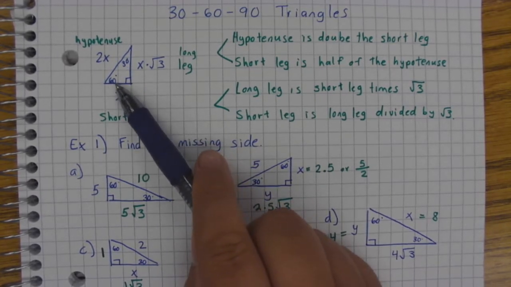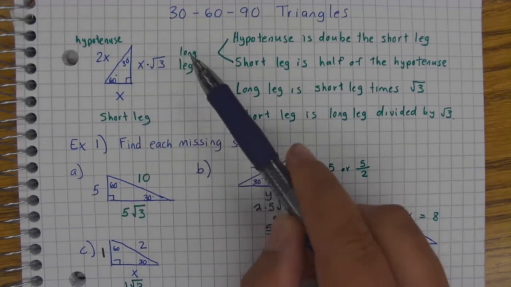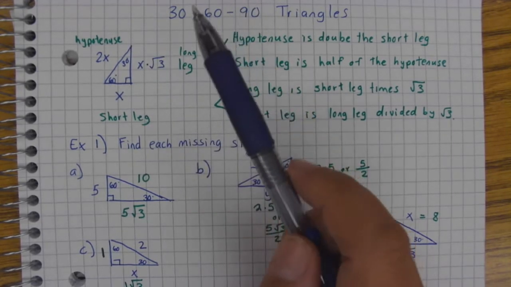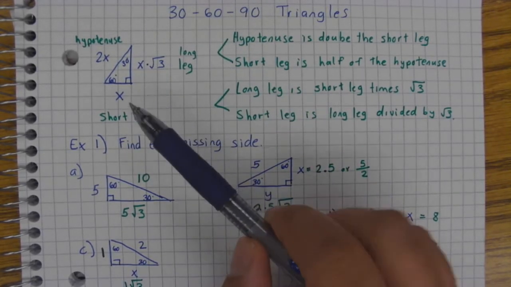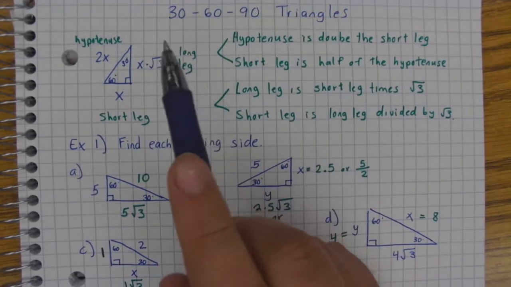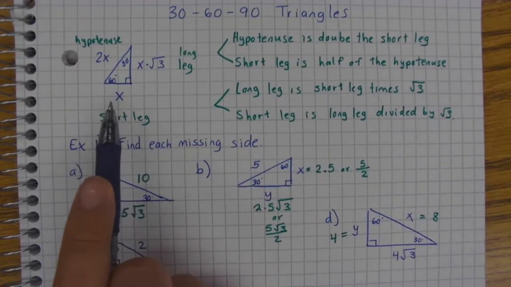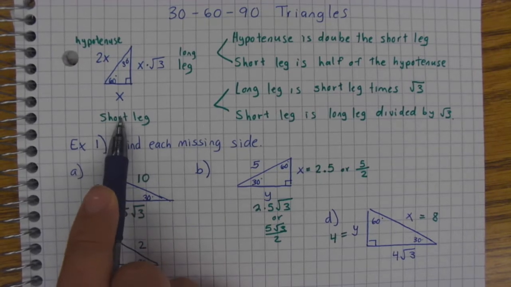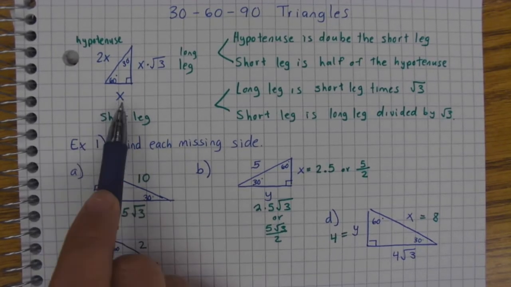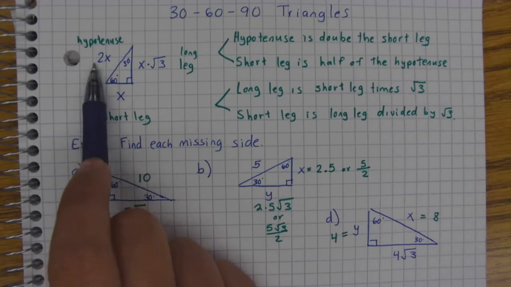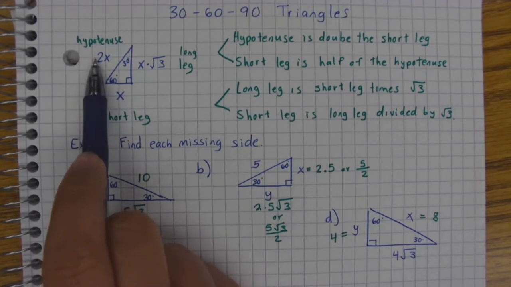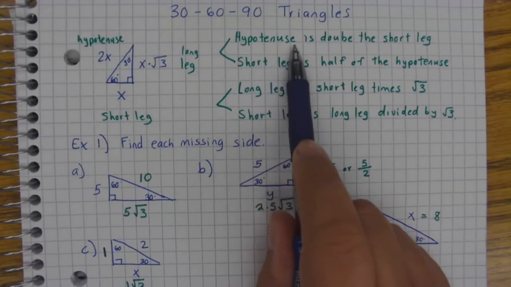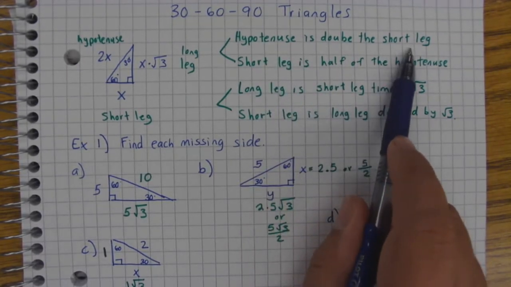And then across from 60 degrees, we have the longer leg. So we have a short leg, a long leg, and a hypotenuse. And they're always in that location. So the relationship is that the easiest one, I think, is the short leg and the hypotenuse. The hypotenuse is twice as big as the short leg. So I can write it down as: hypotenuse is double the short leg.